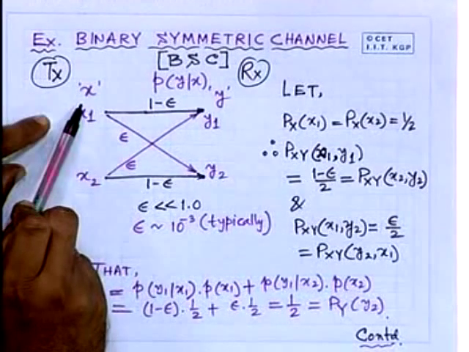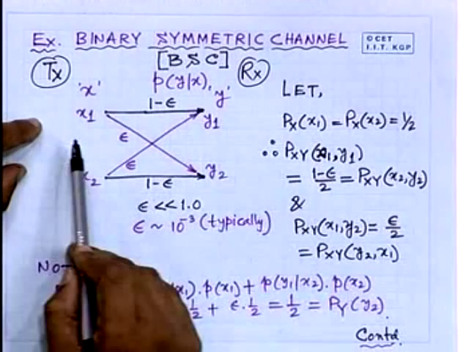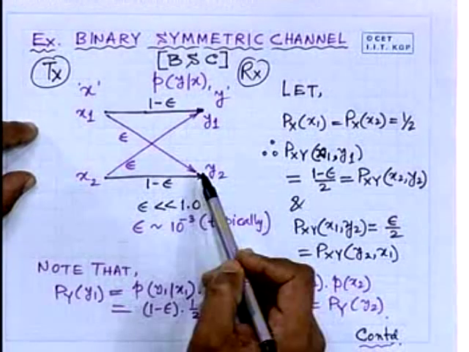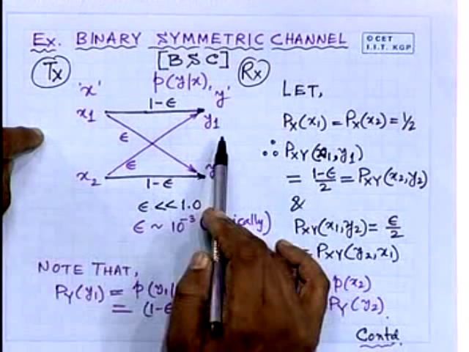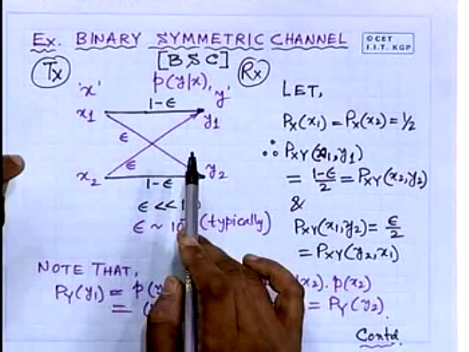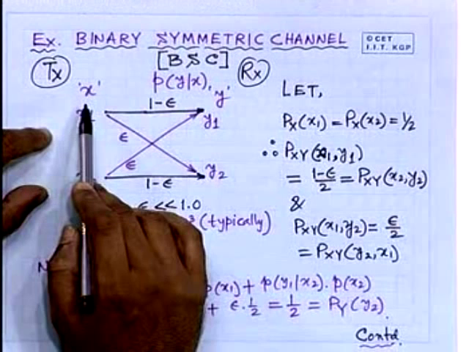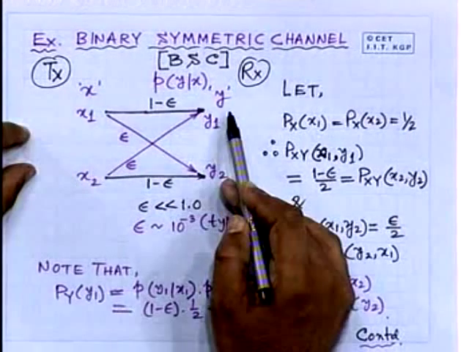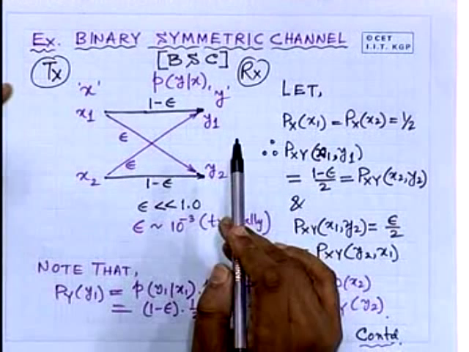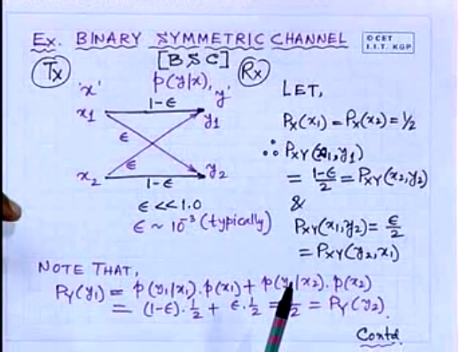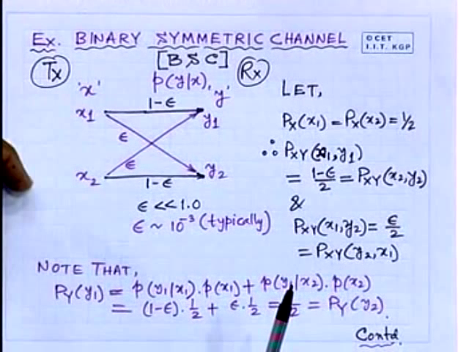I have indicated the events x at this side and y at this side. Because I have drawn arrows, you may call this the input side of the channel and this the output side. So x is the input event from the input experiment, y is the output event, and the input has two possibilities: either x1 or x2. Essentially we are talking about a binary situation. x1 may be 0, x2 may be 1, or vice versa. So there are two possibilities at the input.